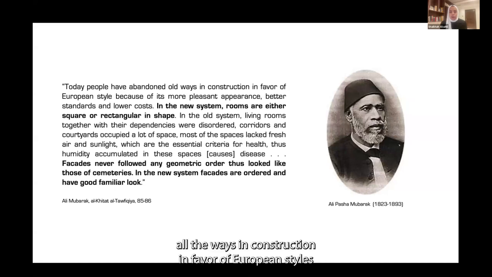"Today, people have abandoned old ways in construction in favor of European styles because of its more pleasant appearance, better standards, and lower costs. In the new systems, rooms are either square or rectangular in shape. In the old system, living rooms, together with their dependencies, were disordered. Corridors and courtyards occupied a lot of space. Most of the spaces lacked fresh air and sunlight, which are the essential criteria for health. Thus, humidity accumulated in these spaces, causing disease. Facades never followed any geometric order, thus looked like those of asymmetries. In the new system, facades are ordered and have a good familiar look."